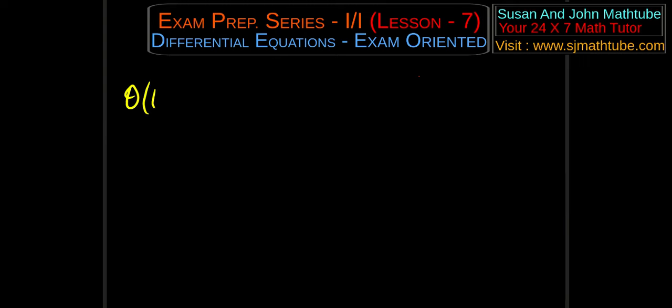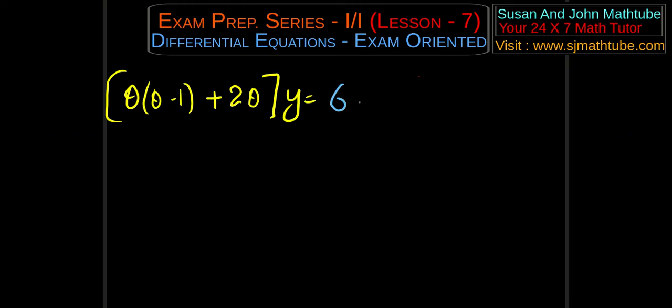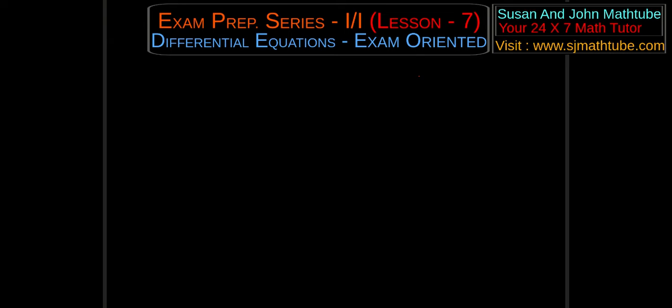And we get theta into theta minus 1 plus 2 into theta of y is equal to, so what is this? That will be 6 e power 2z. Now I hope you can handle this problem by yourself, so try it. Now one more question. So please try that. It's also from 2071, Chaitra.